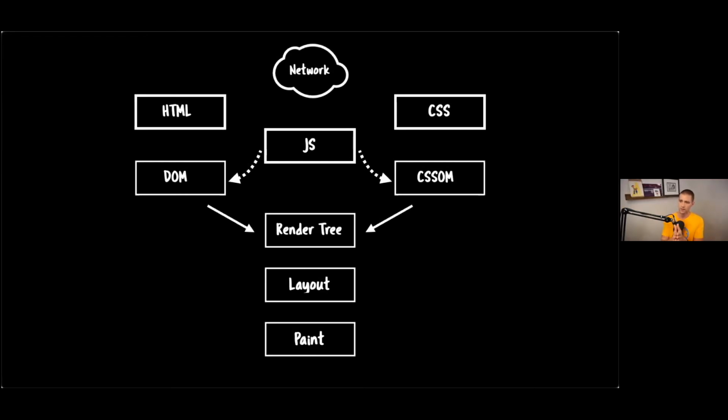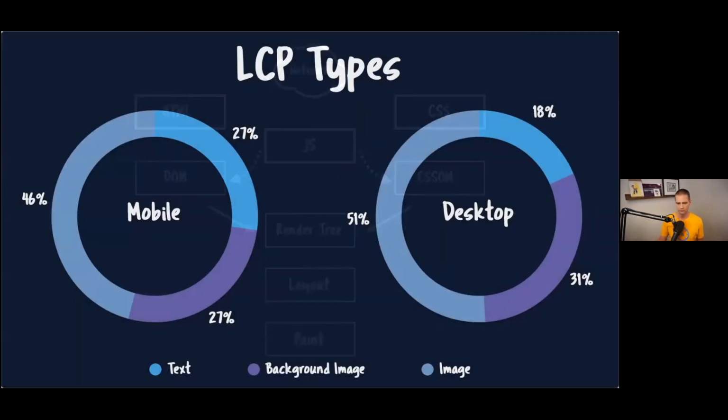So whenever you have an LCP element that ends up being a background image, you're going to have a little bit of a delay. And remember, if we go back to the data we saw before, this happens on about 27% of mobile sites and 31% of desktop. So for this one, what we need to do is find a way to get that element or that image into the markup so the browser can find it earlier.